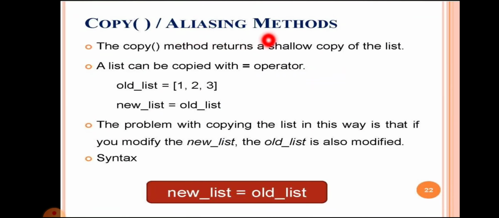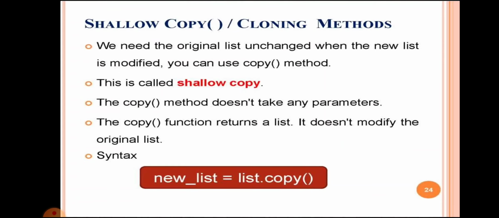Copy or aliasing methods. The copy method returns a shallow copy of the list. old_list equals 1, 2, 3. new_list equals old_list. There is a problem with using the equals operator to copy a list. If I modify the new list, the old list also changes. So, in order to overcome this, we use .copy. This is known as shallow copy or the cloning method.